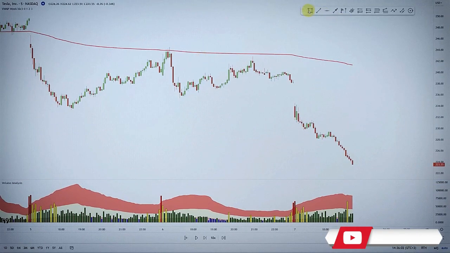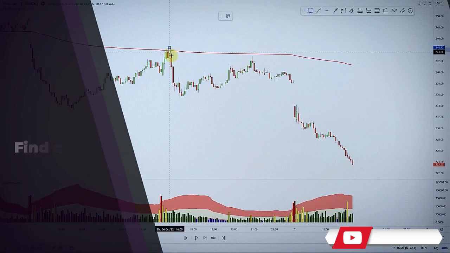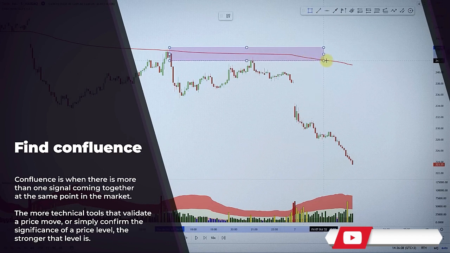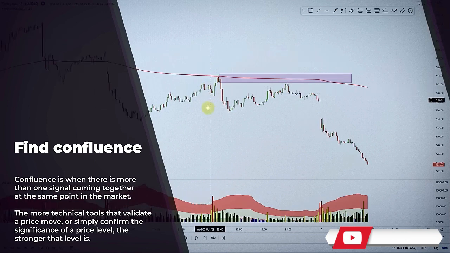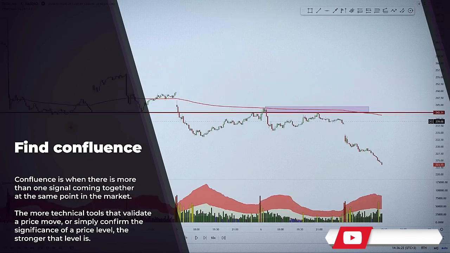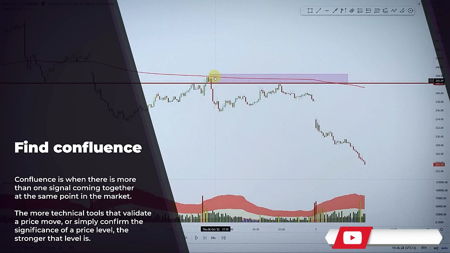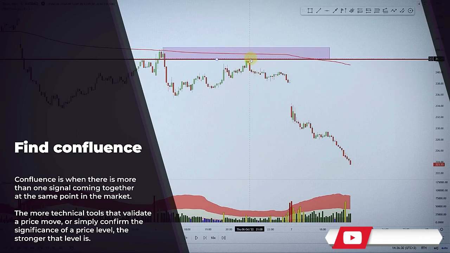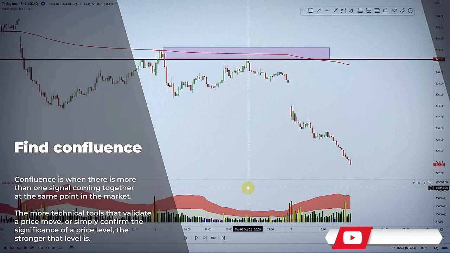This is one of the biggest lessons in day trading. Find confluence on your charts. The more technical tools that validate a price move or simply confirm the significance of a price level, the stronger that level is. Confluence is when there is more than one signal coming together at the same point in the market. When you find a setup that has the same signal from multiple methodologies, you have found a high probability trading opportunity, and there is a high chance of the trade working out successfully.